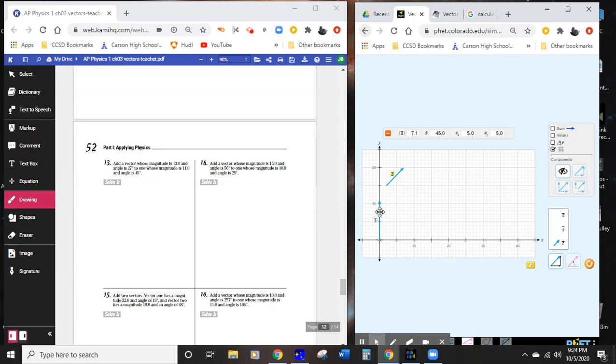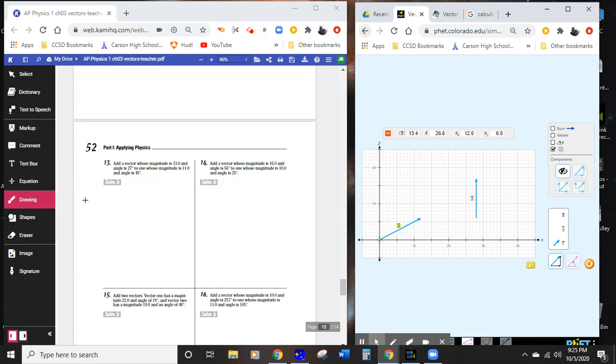Let's move this out of the way. Let's take vector A here, and it says magnitude is 13. Let's see if I can make it 13. Okay, there's about 13, and the angle is going to be 27 degrees. Here's 27 degrees, and it might be kind of tough to do here. So let's see how we can do it the old school way. Here is a vector whose magnitude is 13 and angle is 27.